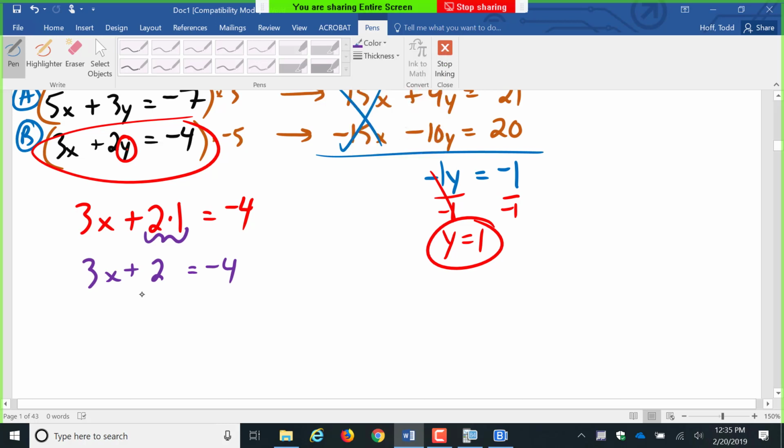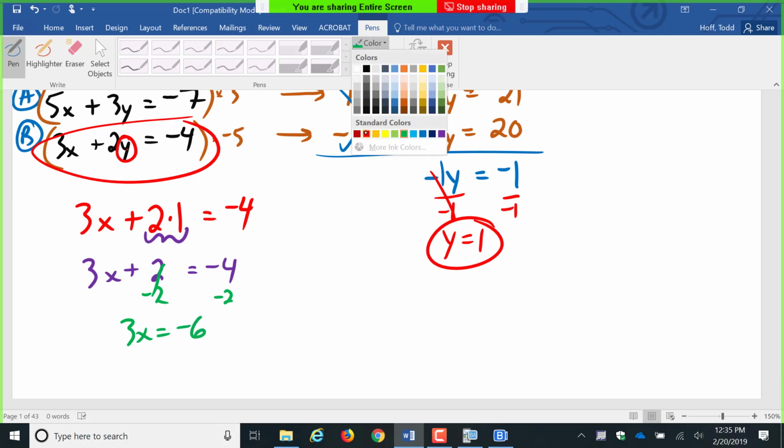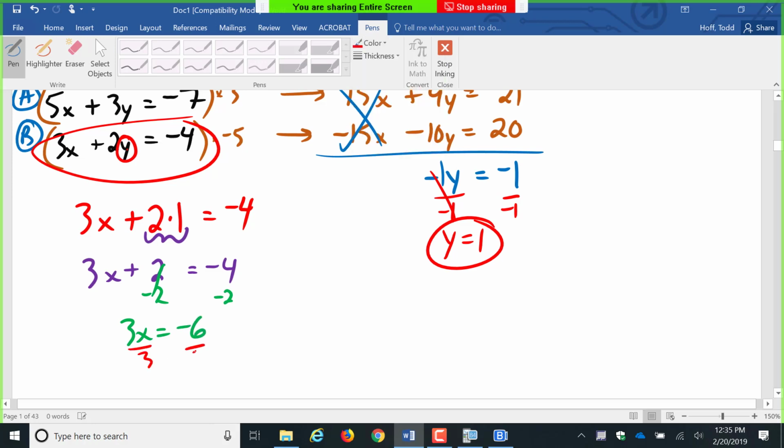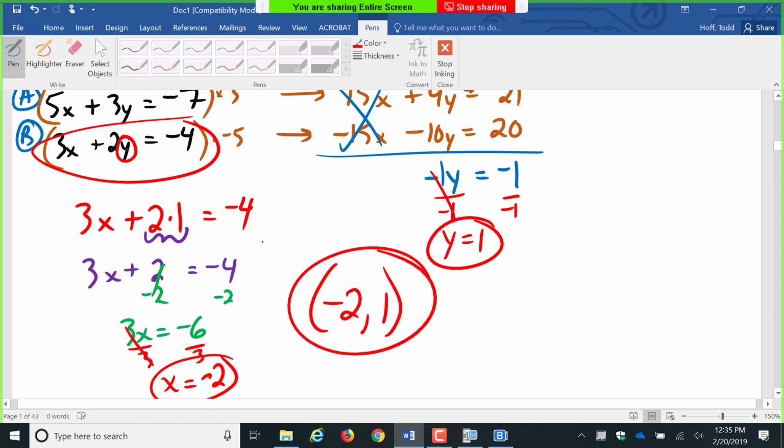Subtract 2. Subtract 2 to get? 3x equals negative 6. And then? Divide by 3, x is negative 2, so the solution is negative 2, 1. Perfect. You divide by 3 to get x is negative 2. So yes, our solution is negative 2, 1. Any questions on that?